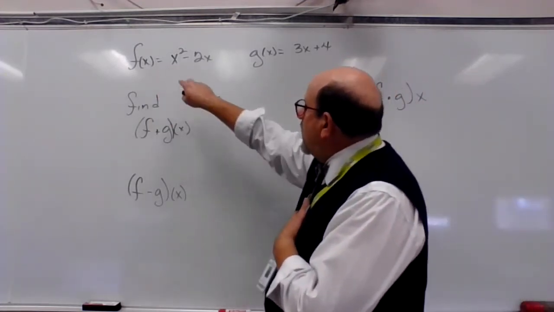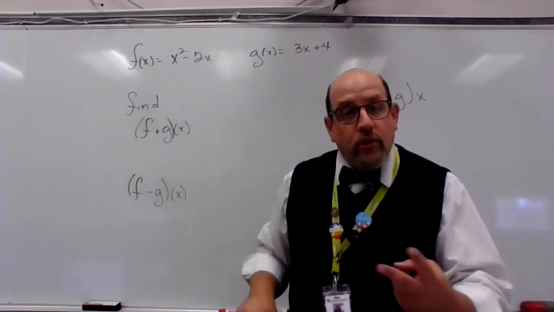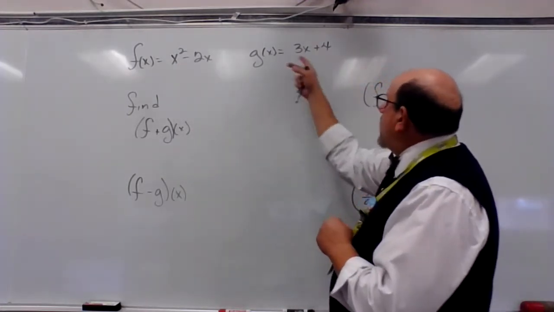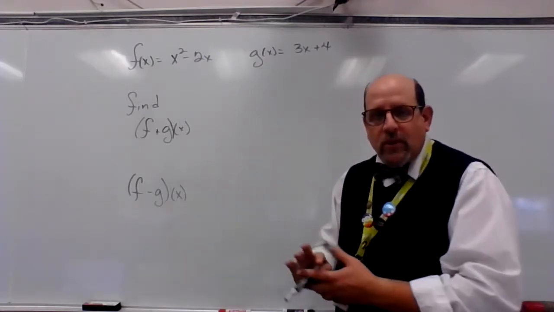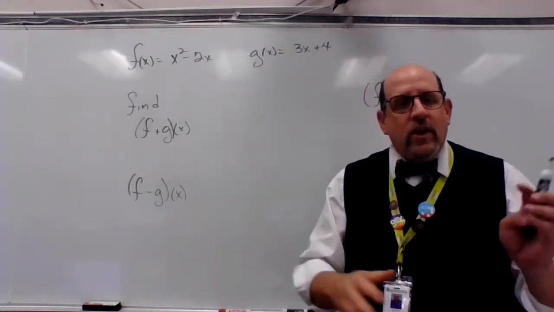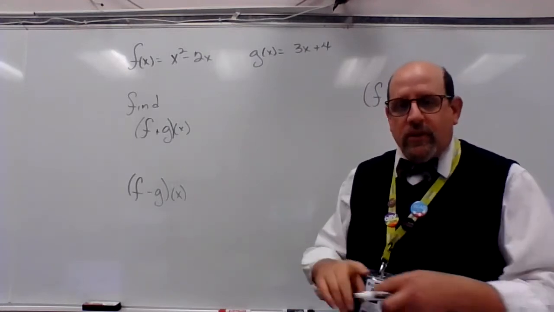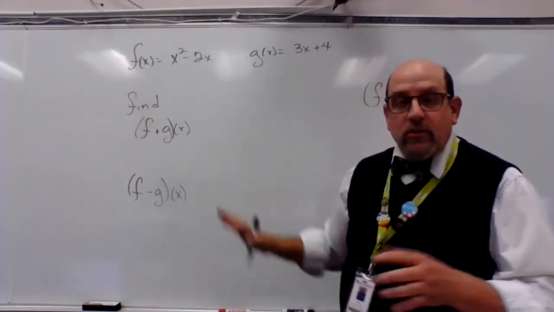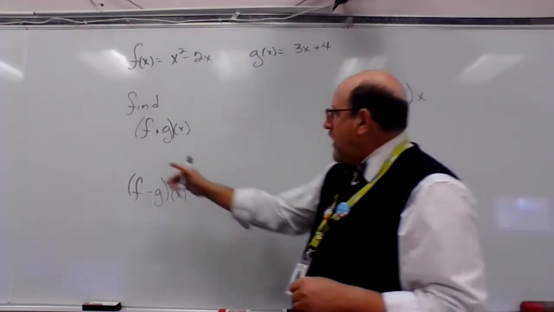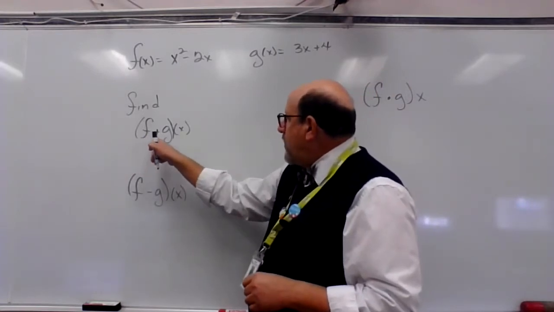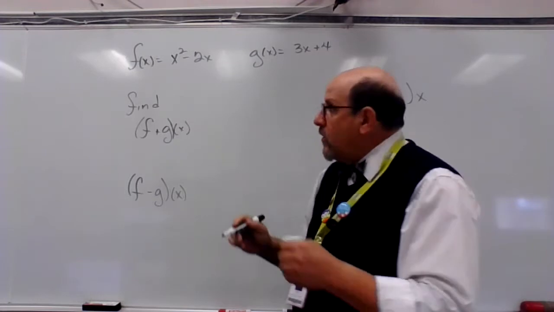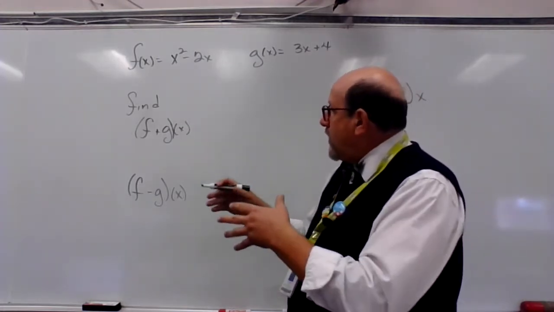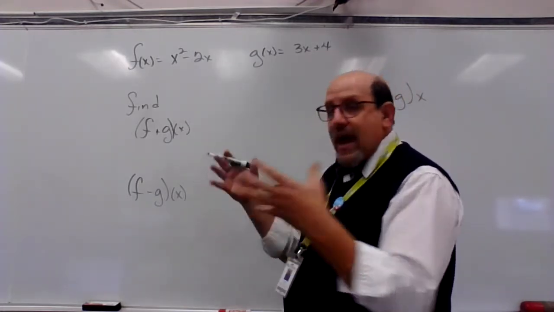f of x is x squared minus 2, and g of x is 3x plus 4. Now, I'm leaving them in order with f and g, and you'll see it transposed every now and then. But the operations are really, really simple. This says f plus g of x, right? So what you do is you write out each of the functions and you add them together.